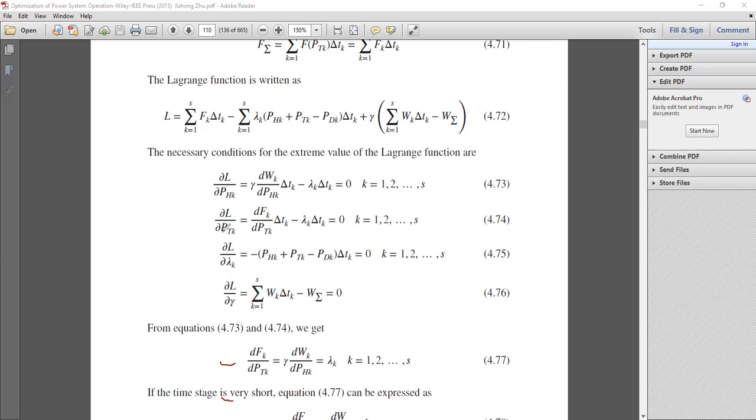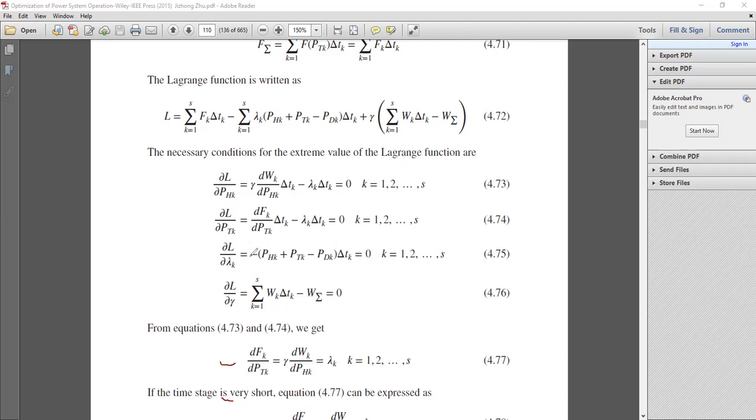Then you take the partial derivative with respect to PTK. Now FK is a function of PTK, so you have to take it: dFK by dPTK multiplied by del TK, minus lambda K and del TK, because you have the PTK here. There you don't have any appearance of PTK, so this will be ignored, and that is equal to 0. Then you have the partial derivative of L with respect to lambda K, and all the things that are available here: PHK plus PTK minus PTK multiplied by del TK will come here, and that is equal to 0.